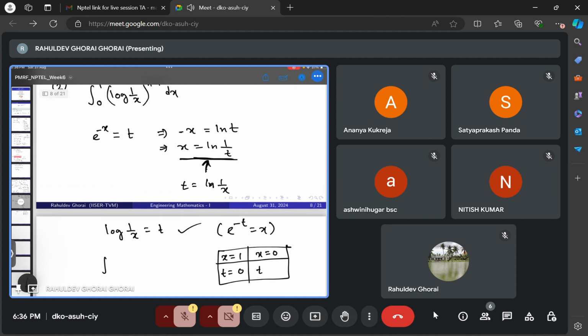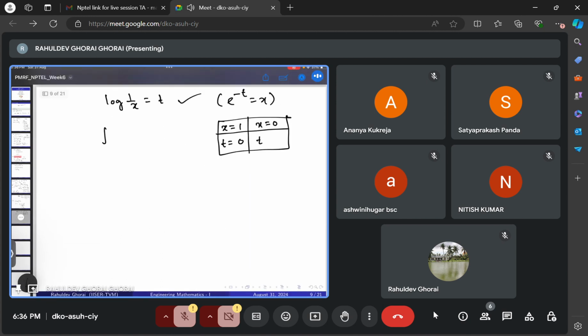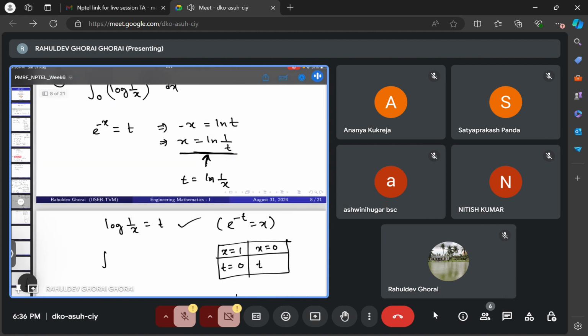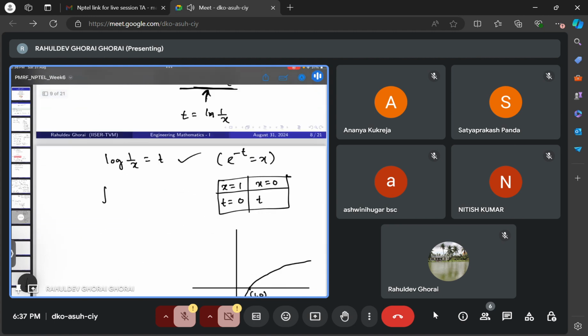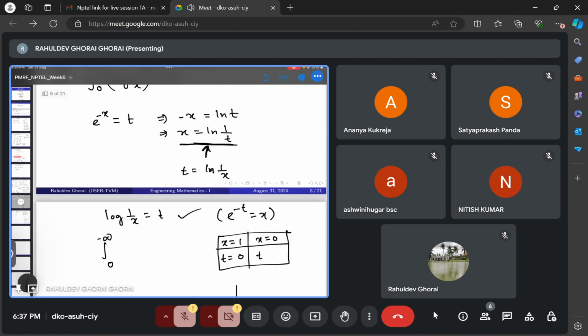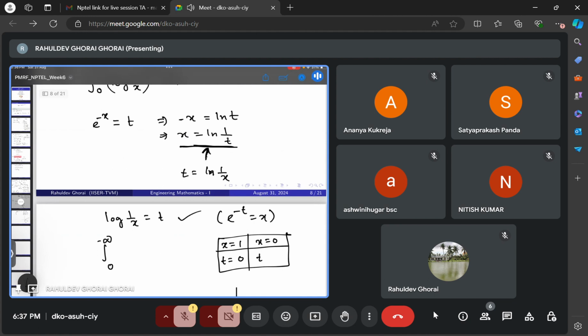Okay. So t should be minus infinity, right? So how does this log x function look like? It's like this. It will cut at 1, 0, and then as you approach 0, this will go to minus infinity, not plus infinity, right? So let's write first 0 to infinity, sorry, minus infinity. It should be minus infinity to 0 mainly.